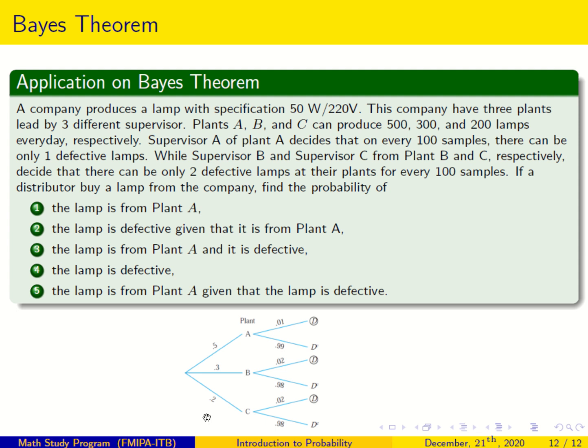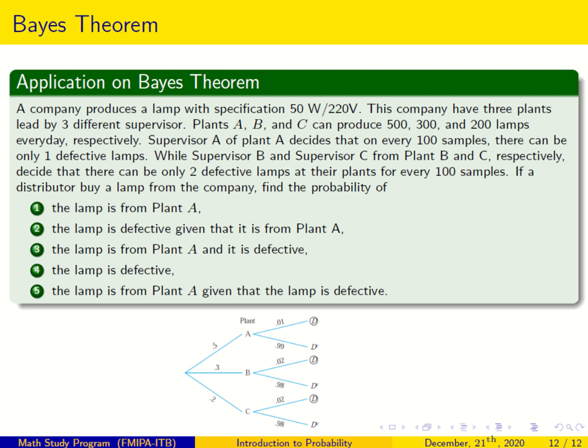And you can define what is event A, what is event B, what is event C, what is event D, what is event D complement by looking at the problem. Define first what is A, B, C, D complement, and find out what you want to know for the probability. And using this tree diagram, you can solve this Bayes theorem. Okay, try this on your own.